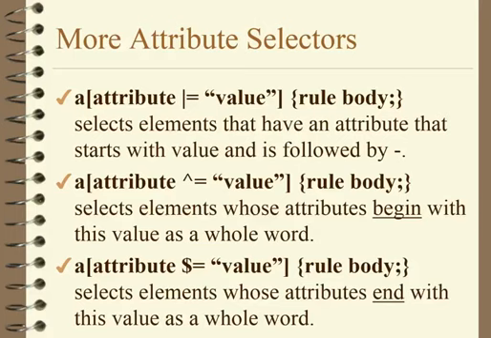Then the next two are the begin and end. And so basically the second one here on the page, this constructor looks for an attribute where the value starts with this, the value starts with this, okay? And this one is the opposite, it ends.